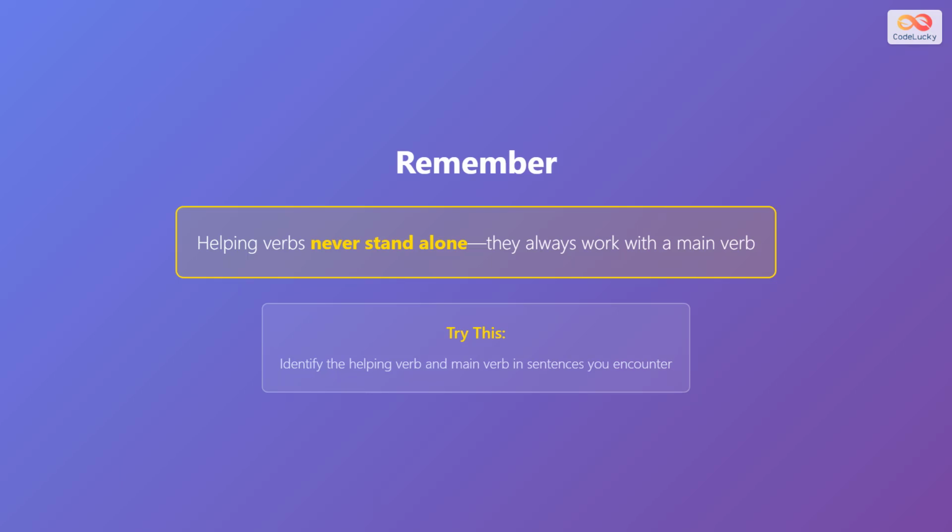Here is the most important rule to remember. Helping verbs never stand alone. They always work with a main verb to create meaning. Without a main verb, a helping verb cannot express a complete thought. Now that you understand helping verbs, try to identify the helping verb and main verb in sentences you encounter in your daily reading and conversations.